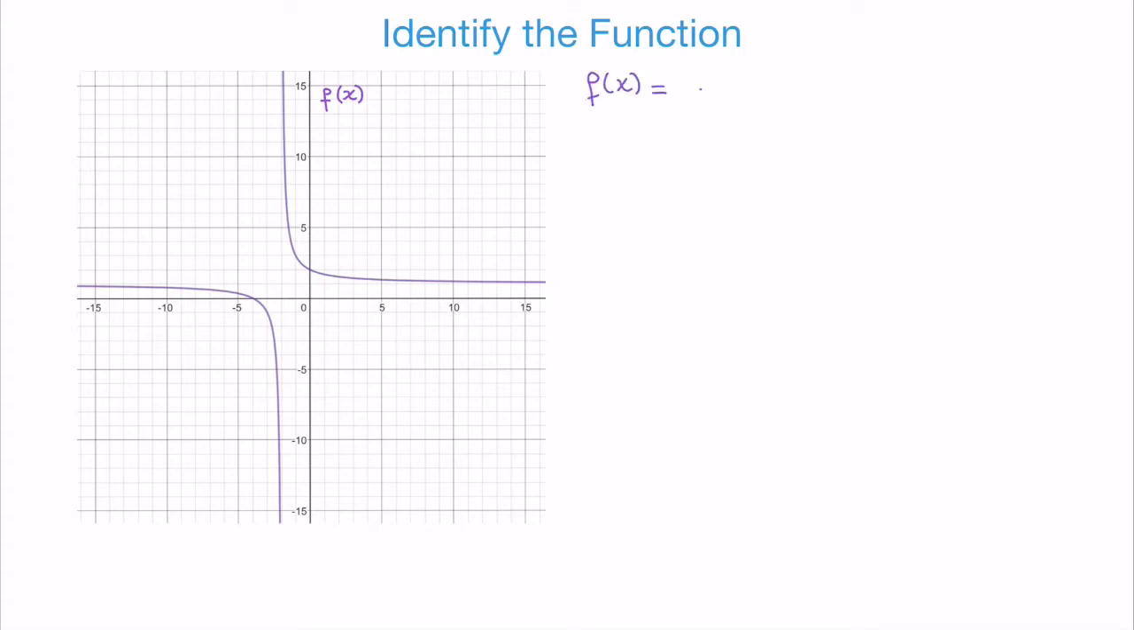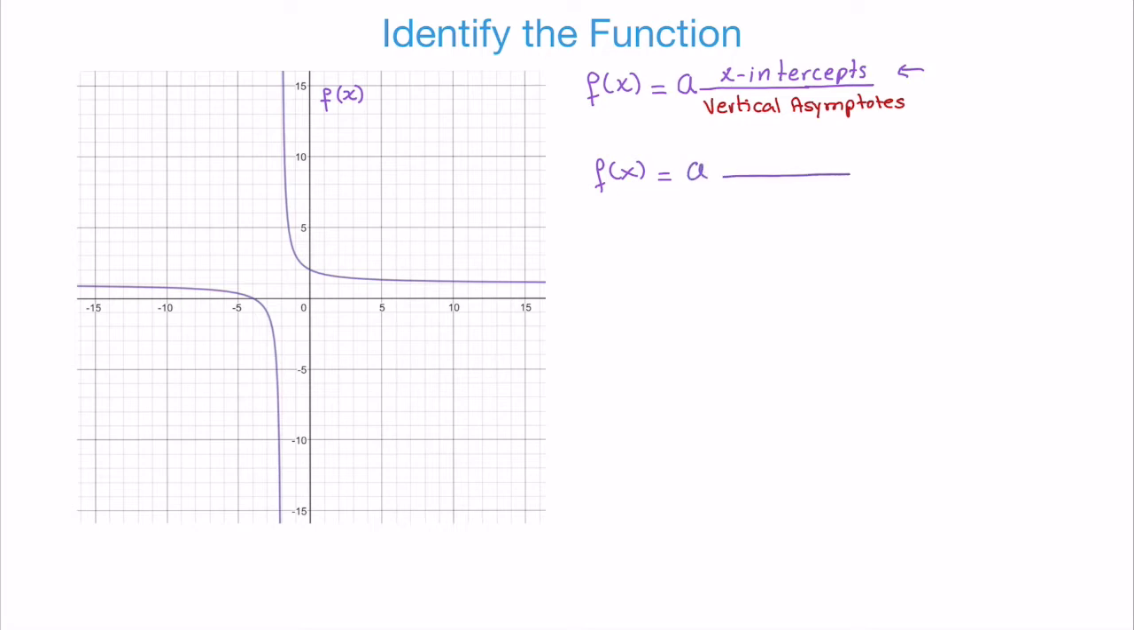Being a rational function, we must remember that the numerator contains the factors corresponding to the x-intercepts, and the denominator is formed by the factors coming from the vertical asymptotes. And then we have to multiply by a number a, which determines the stretch or compression of the function. So the equation of f of x is going to be a number times a quotient.